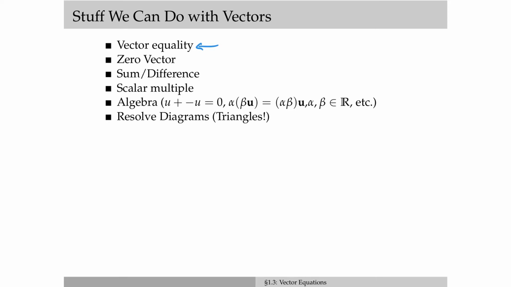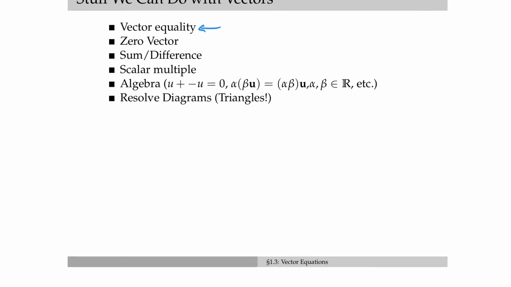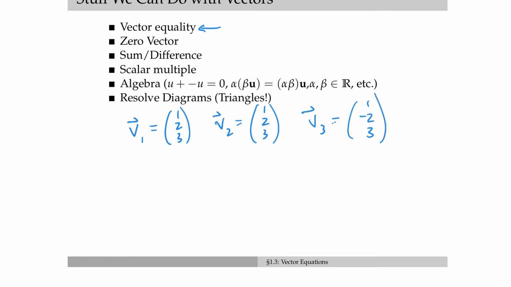Vector equality. When are two vectors equal? Alright, well, a moment's reflection should give you the answer to that. Two vectors are equal when exactly all of their entries are equal. So let's say I have the vector v1, which is (1, 2, 3), and the vector v2, which is the vector (1, 2, 3), the vector v3, which is the vector (1, -2, 3), and the vector v4, which is the vector (1, 2). Now the question I ask is, of these four vectors, which ones are equal?